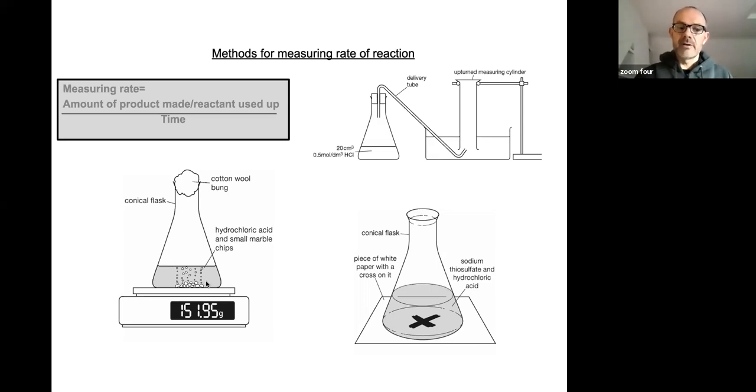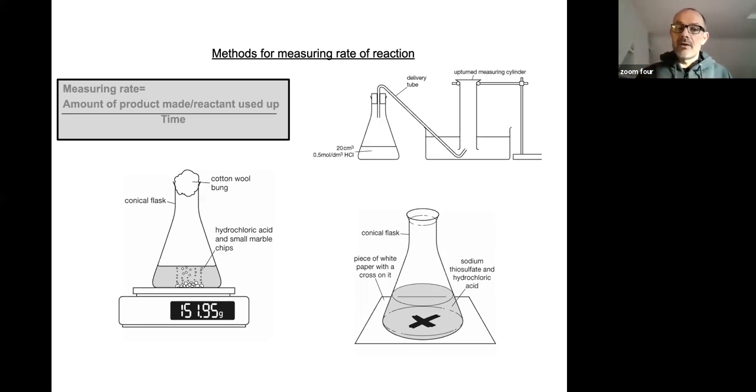So we could set this up the same way every time. We could have marble chips that were the same size every time, control factor. We could use 20 centimeters cubed of hydrochloric acid every time, control factor, but we could use different concentrations. We could use 1 molar, 2 molar, 3 molar, and we could see if the rate is different by taking the mass there every 30 seconds, plotting some graphs, and then measuring our rate using the method we had before.